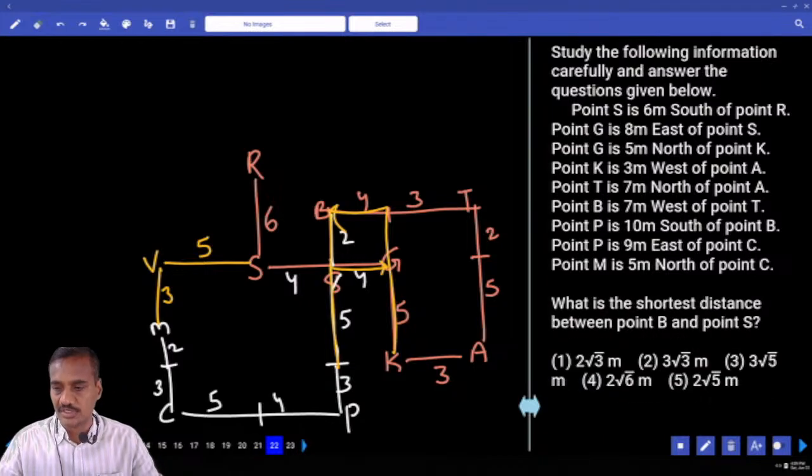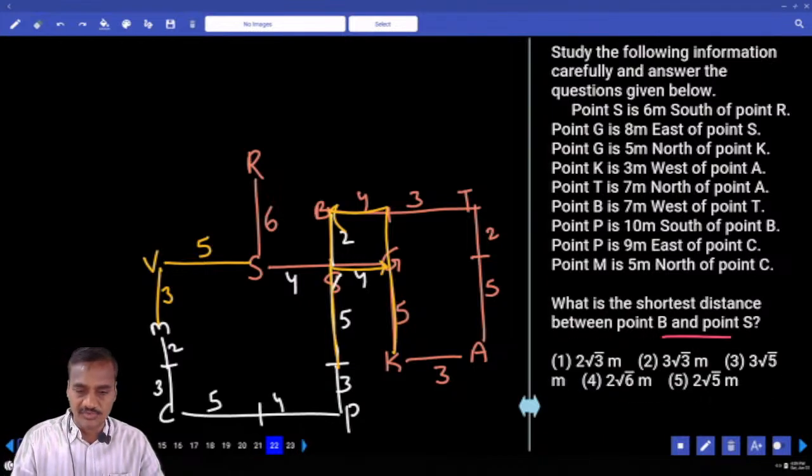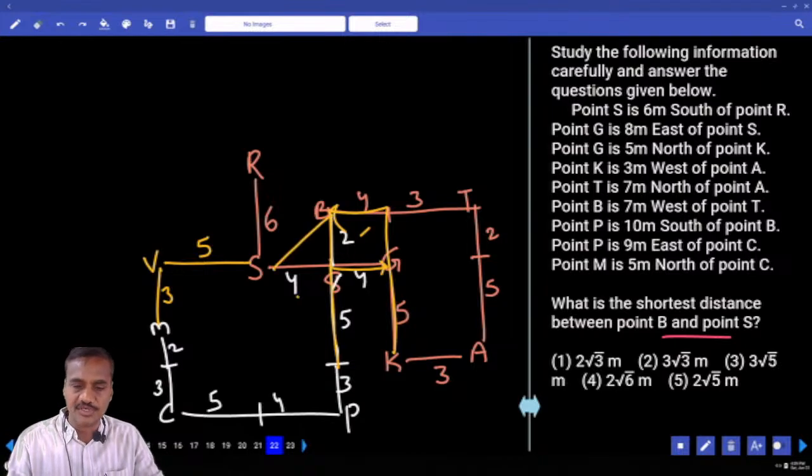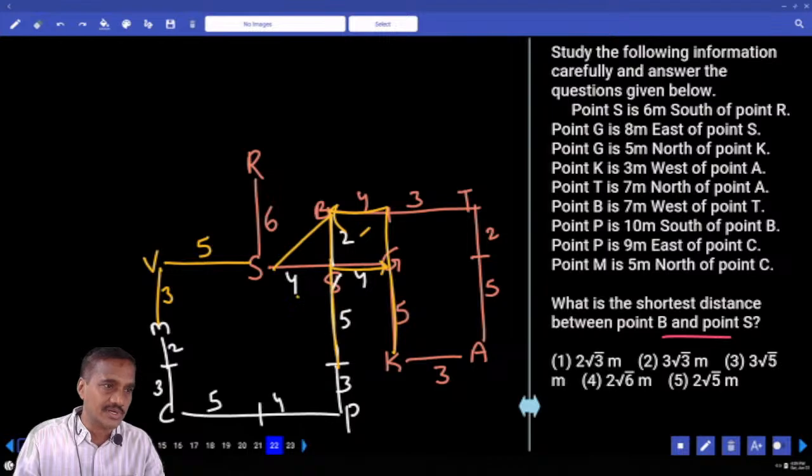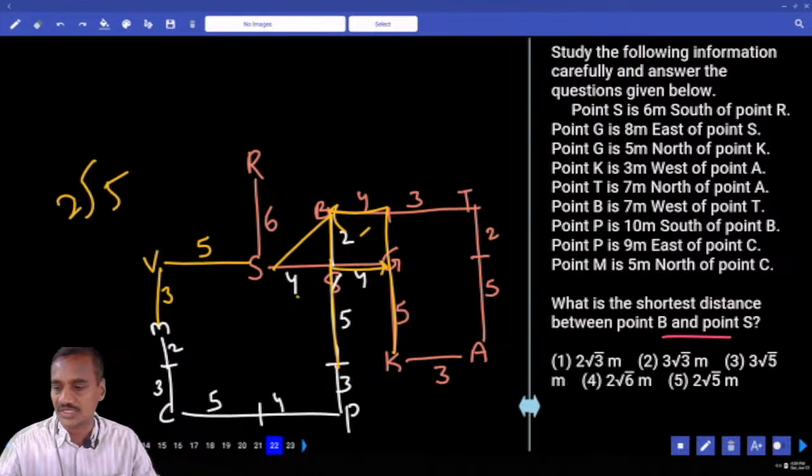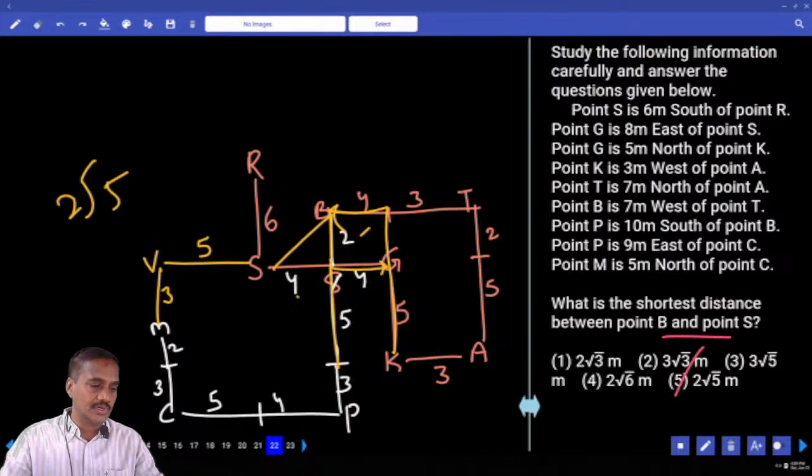Then the 22nd, between B and S. Now we need to find the distance between B as well as S. Now B is here, and where is S? Here there is 4, here there is 2. And 4 into what is your answer? 20. How can we write 20? 4 into 5. Taking the 4 out, it becomes 2 root 5. Now 2 root 5, that is choice 5, question number 22.